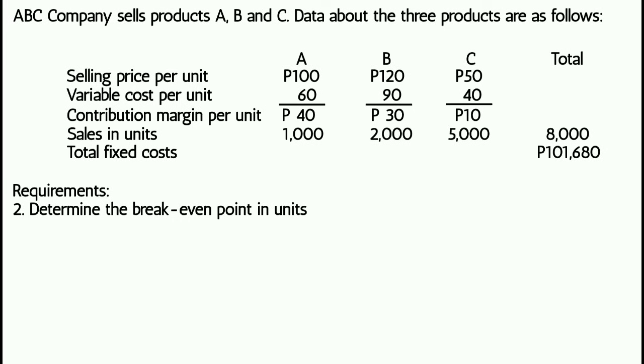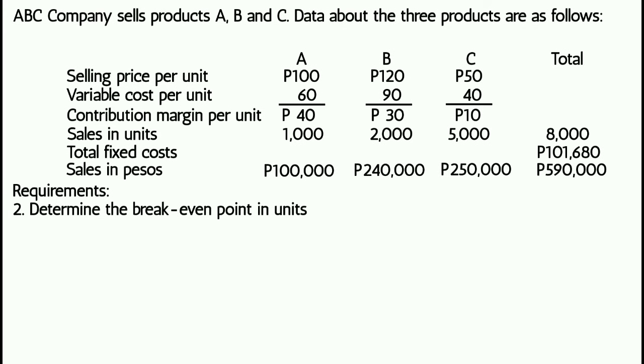Next, requirement number 2. Determine the break-even point in units. Ang formula ng break-even point in units ay fixed costs divided by weighted average contribution margin per unit. Since given na yung fixed costs, ang problema na lang ay yung computation ng weighted average contribution margin per unit. Kukunin natin yung weighted average ng contribution margin per unit.